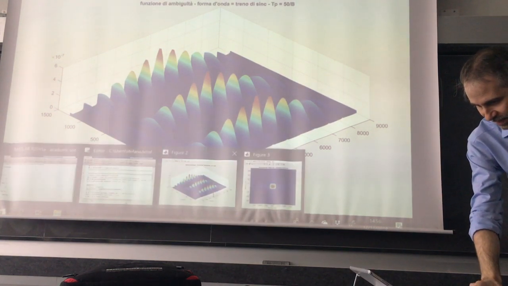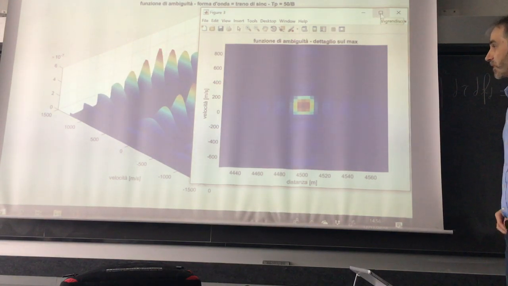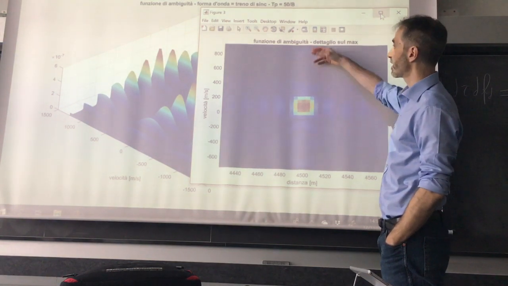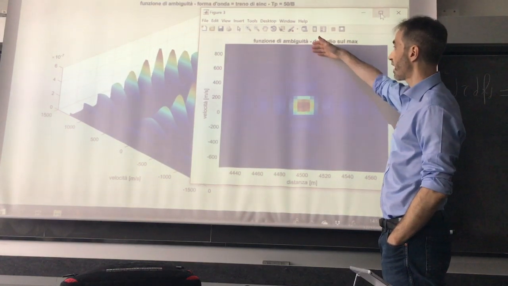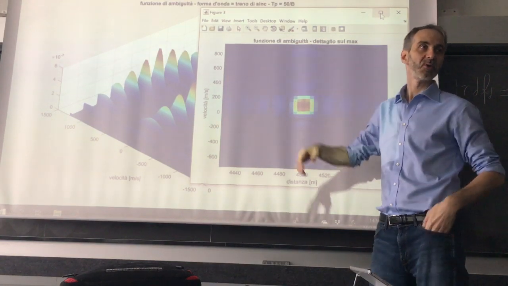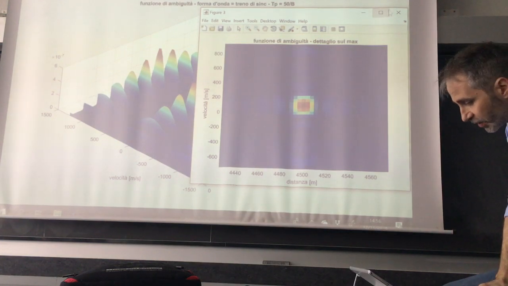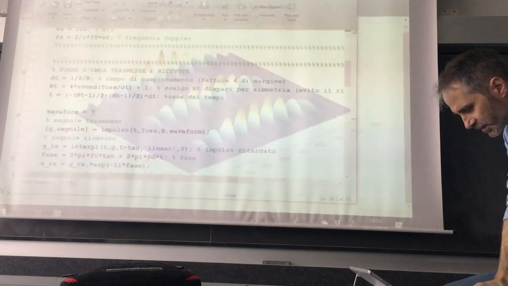So for example, again with the close-up, if you can assume that it is not reasonable that your target is going faster than 800 meters per second, then this is perfect for you. Because with this waveform, you still have the same volume, but you are pushing the volume in positions that you already know are not possible. So in this case, you are really gaining a lot.